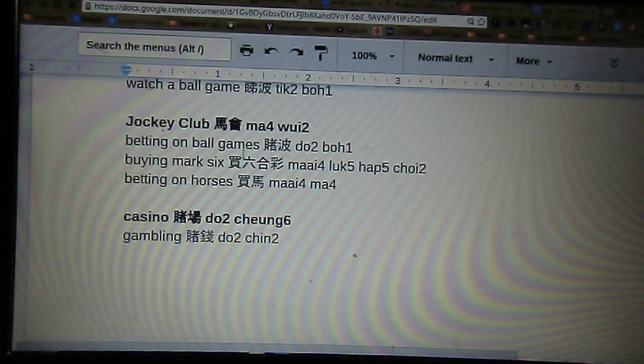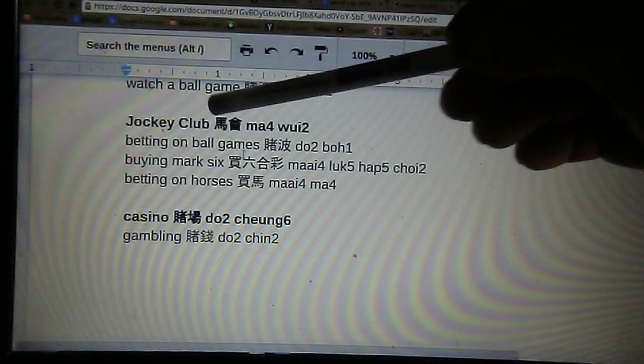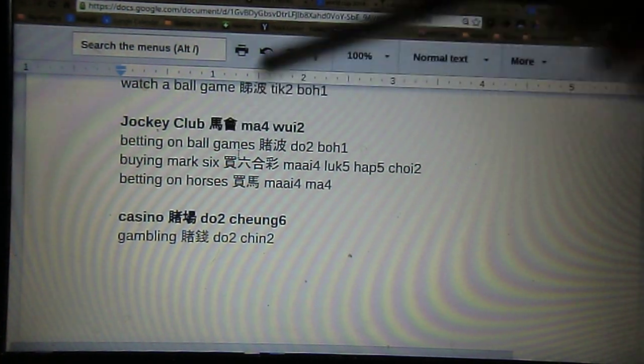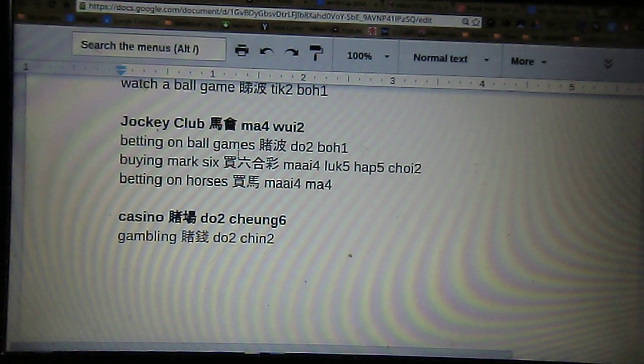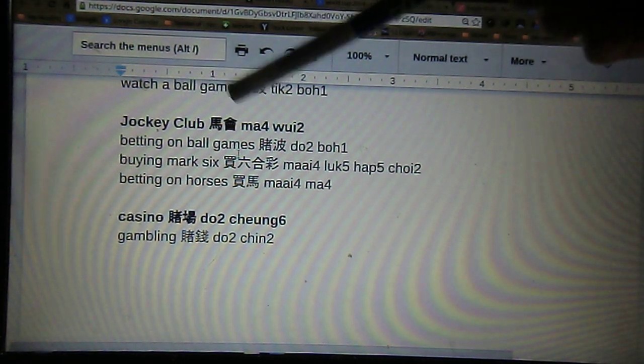And then jockey club. 馬會. 馬 is a horse. 會 actually is an association or a gathering. Right? So for example, if we have a meeting, we call it 開會, open a meeting. We call it 開會, open meeting. Okay. 馬會 is jockey club.